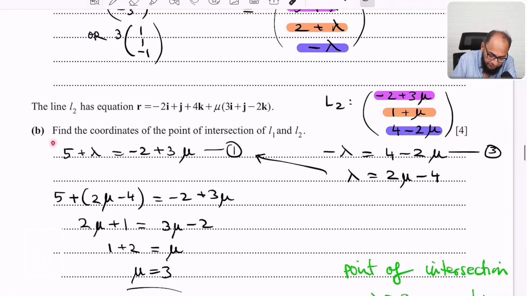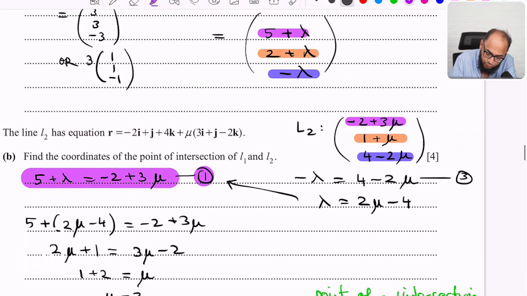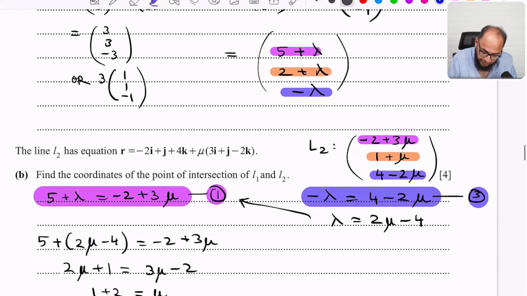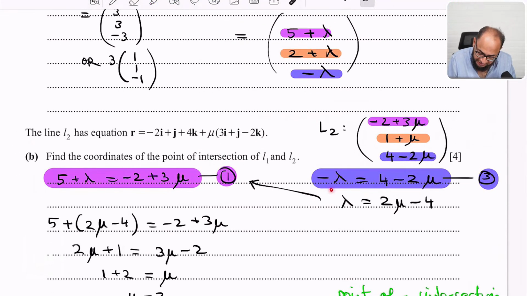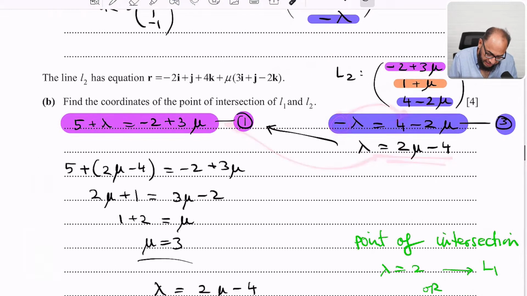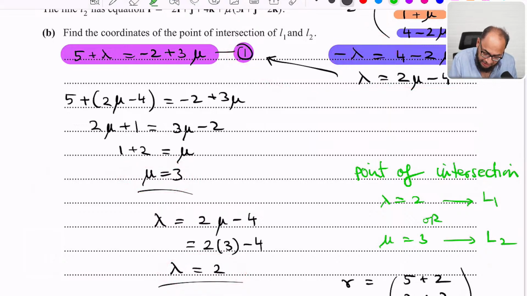So now I'm using the first equation, that is the purple one. So let me just highlight from here. That is the purple one that I formed. And I have used the third equation, which is the dark blue one, because it was easier to evaluate because lambda was already almost the subject. So if lambda is almost the subject, I just change the negative sign on the other side. That is lambda. Plug it in over here. I get mu. I get lambda. So now what did you get? We get mu is 3 and lambda is 2.